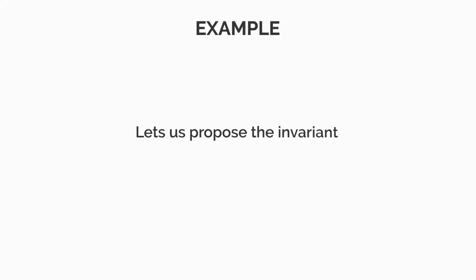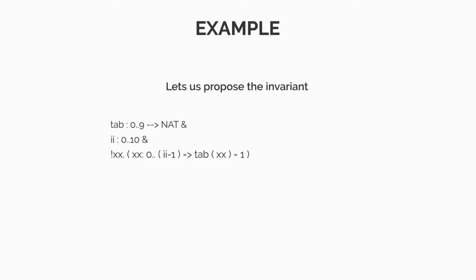Let us propose the following invariant. Tab belongs to the set of functions from numbers ranging from 0 to 9 to natural numbers, and II belongs to the set containing numbers ranging from 0 to 10, and for all xx, if xx belongs to the set of numbers ranging from 0 to II minus 1, then tab at position xx equals 1.